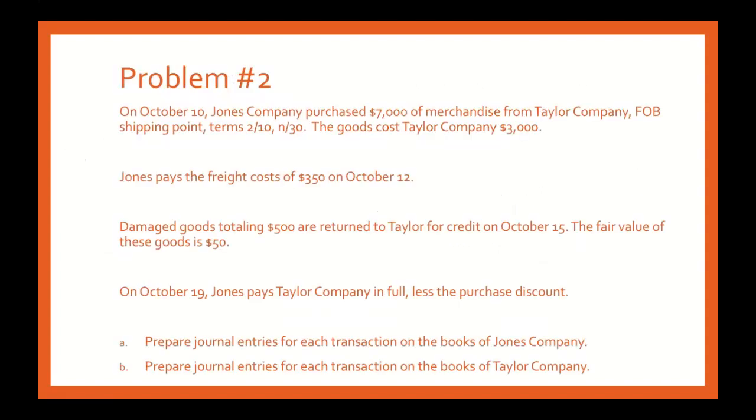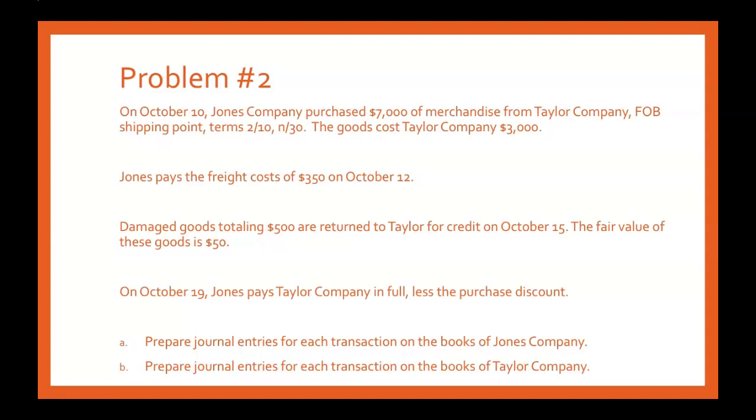So let's look at problem number 2. Problem number 2 brings on chapter 5. In chapter 5, you learned about the journal entries for a merchandising company. So we will eventually have to prepare the journal entries for Jones Company and then prepare the journal entries for Taylor Company. I would recommend taking a picture of the screen right now, so in that way you have all of the information here of the transactions. That way when we're making the journal entries, you know where these numbers are coming from.